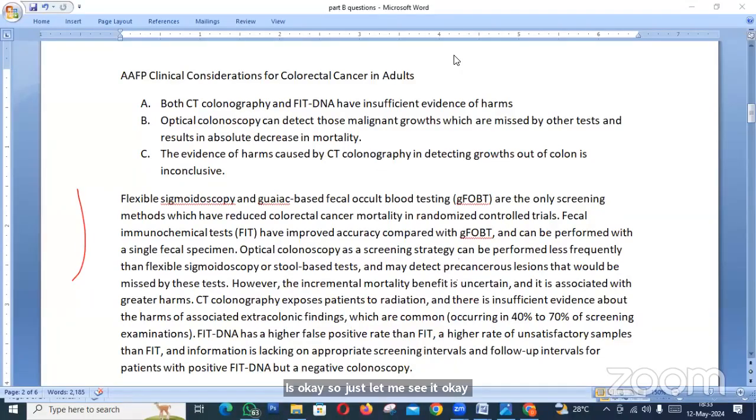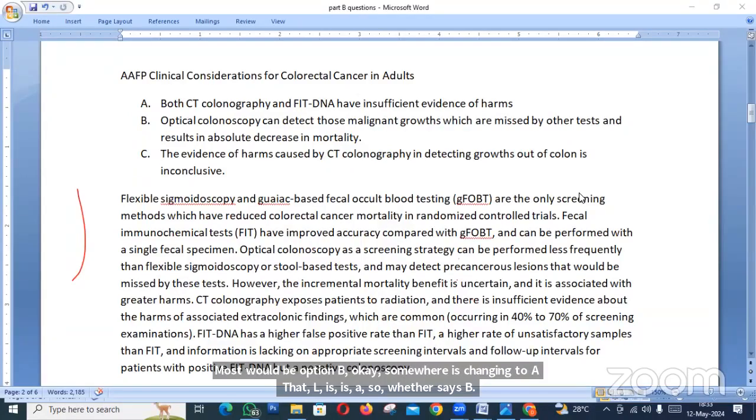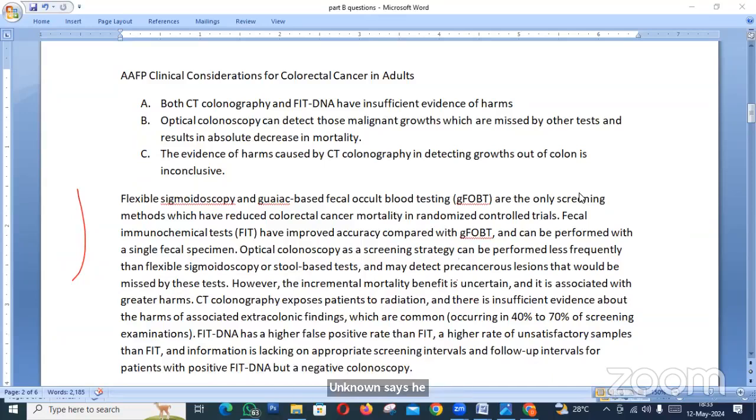Let me see where it starts. Sarek says it is not B. Dr. Sumer says B. Yasin says A. Someone is saying C, then B. Muzammil says B, most probably option B. Someone is changing to A. Dr. Lala says A. Sumeda says B. Unknown says C. Muhammad Majid says C. Someone is changing to A.